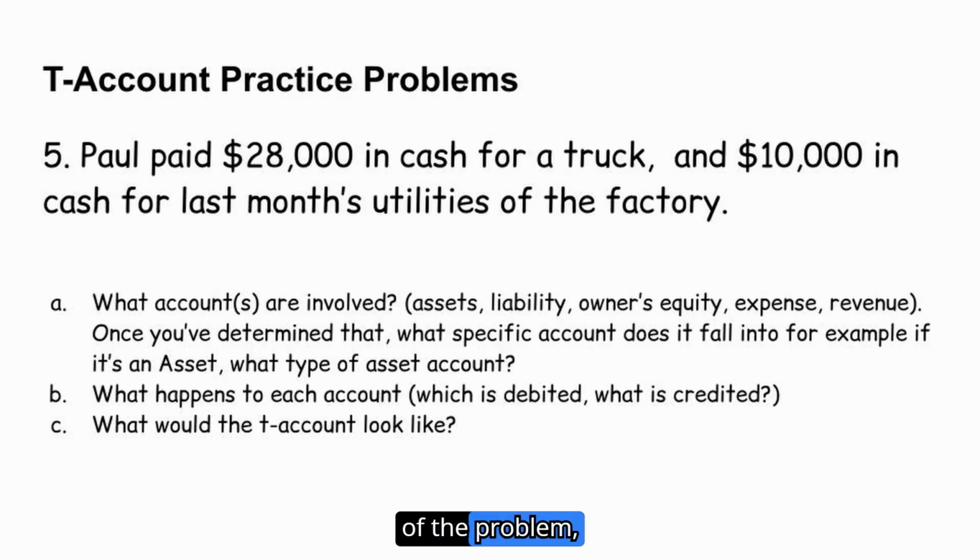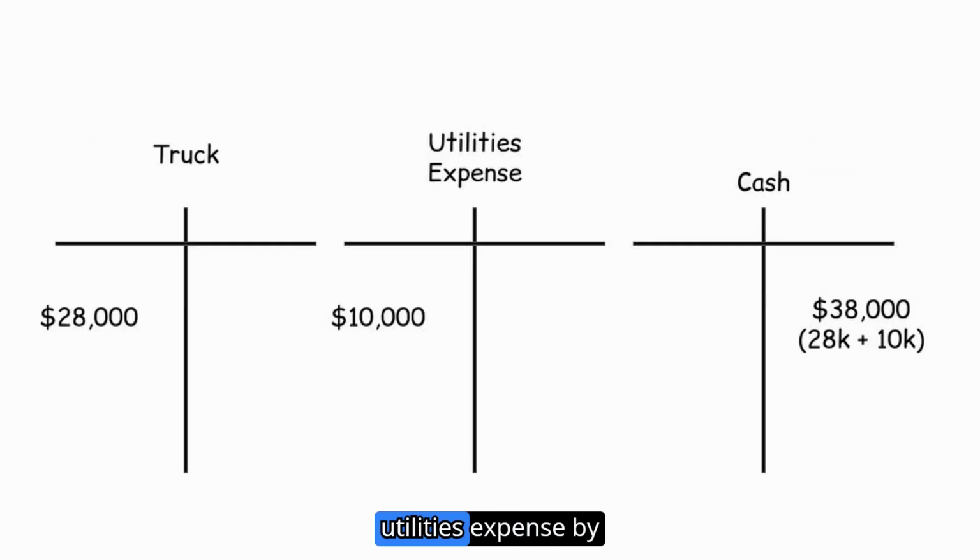In the second part of the problem, we pay $10,000 in cash again, meaning an asset is decreasing, so we credit cash again for $10,000. Here, the transaction also hints at an expense as a cost of being in business. So we would debit utilities expense by $10,000 as we are increasing our expense account.